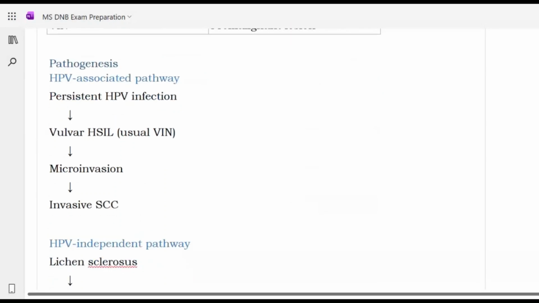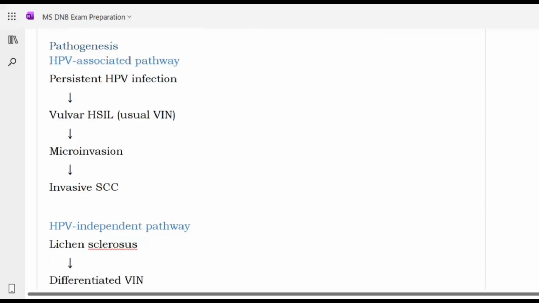So the pathogenesis for the HPV associated pathway is the same as what happens with the cervix. It is persistent HPV infection leading to vulvar high-grade squamous intraepithelial lesion. What we previously used to call VIN, now we label as HSIL, high grade squamous intraepithelial lesion. And further it will lead to microinvasion leading to invasive squamous cell carcinoma. This is the HPV associated pathway.